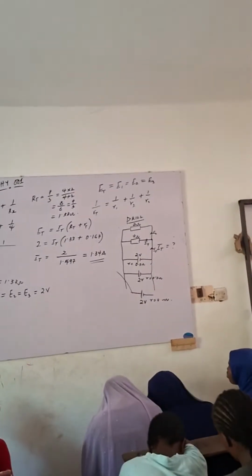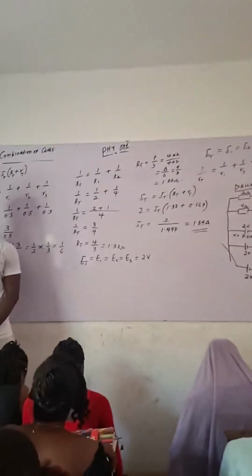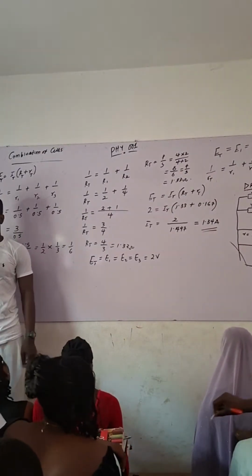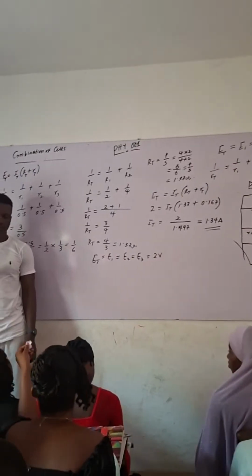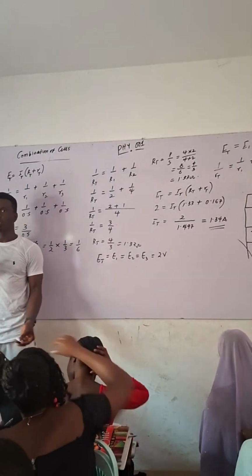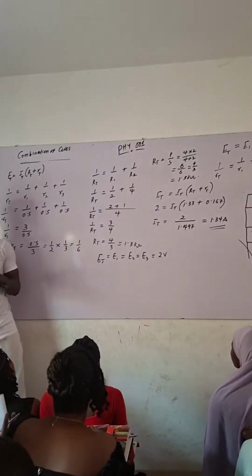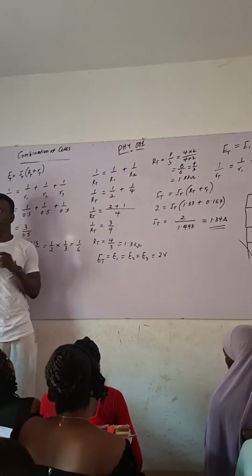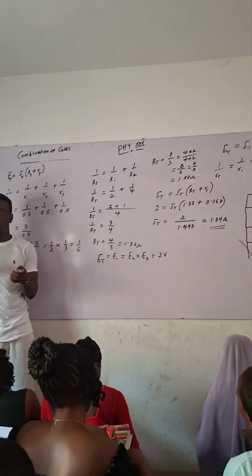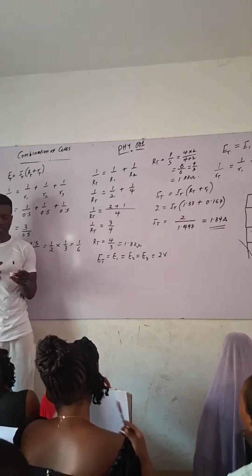So let's look at Wheatstone Bridge and Meter Bridge. Quickly, are you through with the board? So Wheatstone Bridge is a device used to determine an unknown resistance.